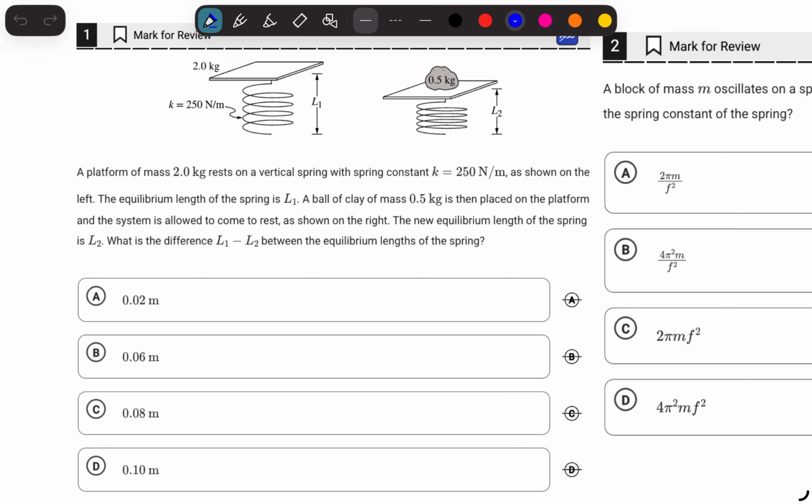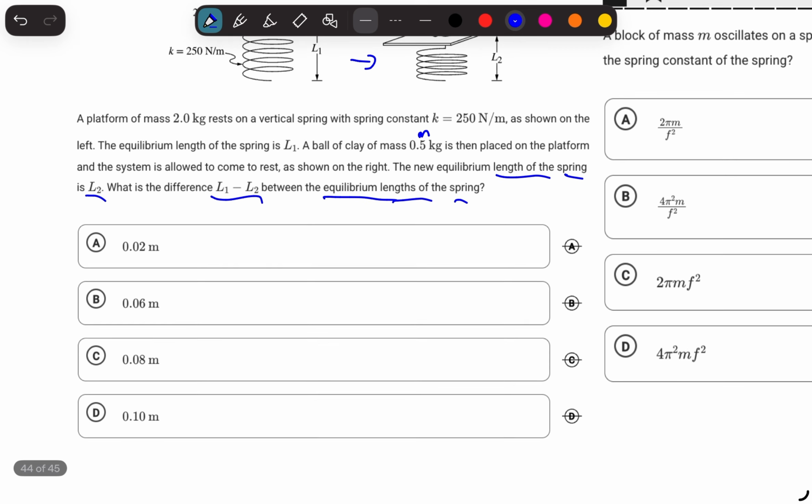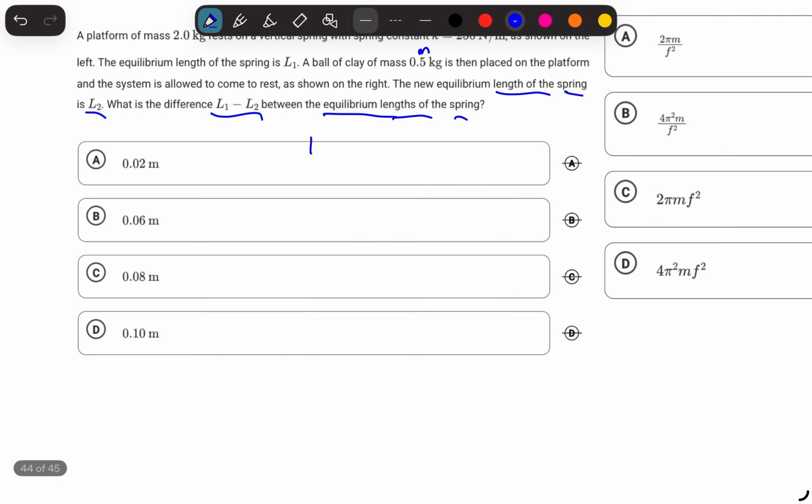A ball of clay of mass 0.5 kilograms is then placed on the platform and the system is allowed to come to rest, as shown on the right. The new equilibrium length of the spring is L2. What is the difference, L1 minus L2, between the equilibrium lengths of the spring? Okay, so what we need to do is find L1 minus L2. So we need to understand what the equilibrium of a spring is.